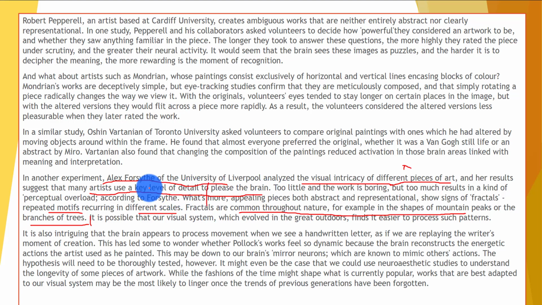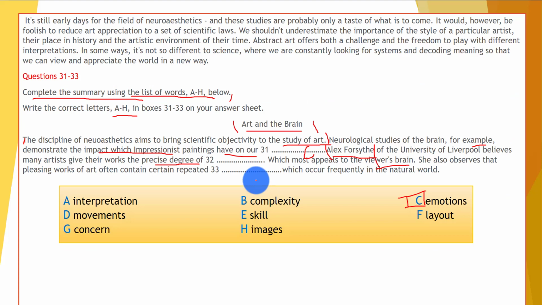Key level of detail, and again, Alex studied the visual intricacy of different pieces of art in order to reach this conclusion that artists use a key level of detail. So that's a little bit challenging and conceptual question to answer, but because Alex studied the intricacy of different pieces of art in order to find that artists use a key level of detail to please the brain, we can conclude that we should look for something to do with complexity. But there is another way to answer this question as well.